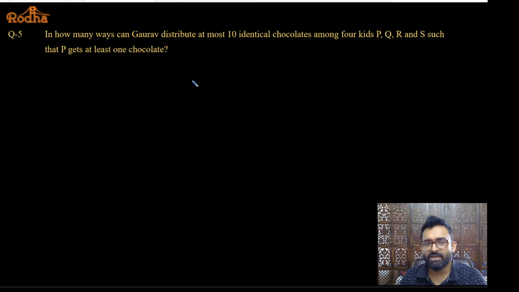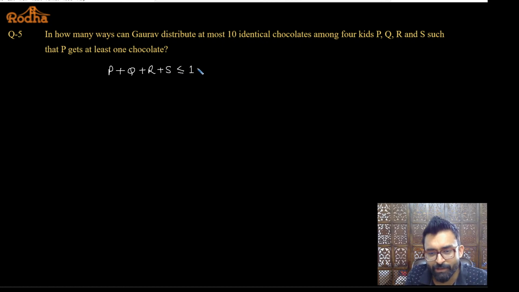So what is the question? In how many ways can Gaurav distribute at most 10 identical chocolates among 4 kids P, Q, R, S? I'll take an analogy, probably you'll understand better. P, Q, R, S less than or equal to 10. We can distribute 10. First and the foremost thing is, P should get at least 1 chocolate.